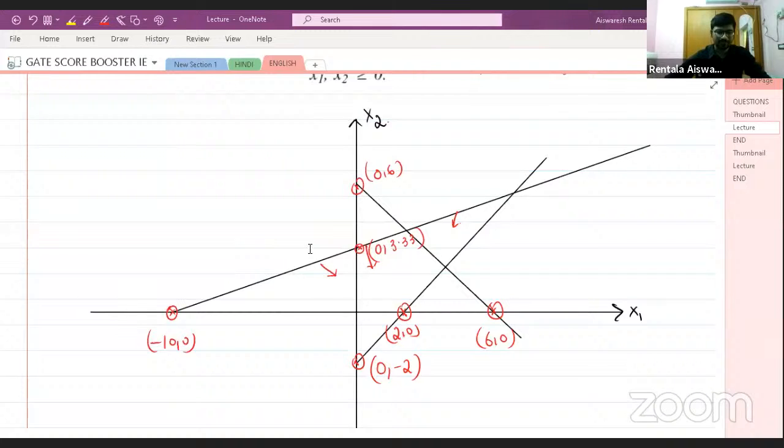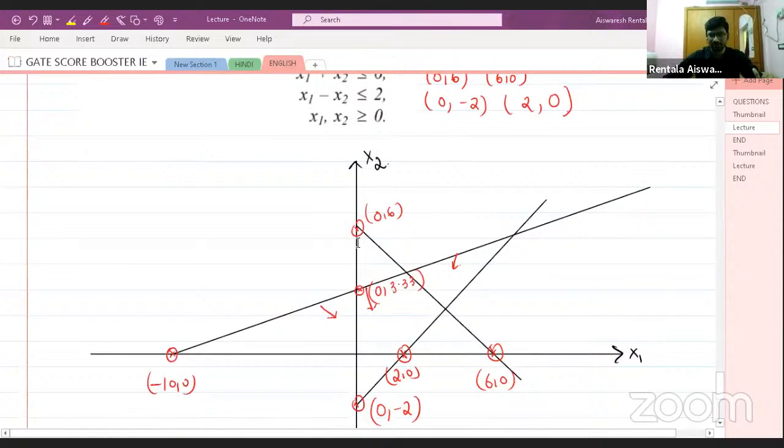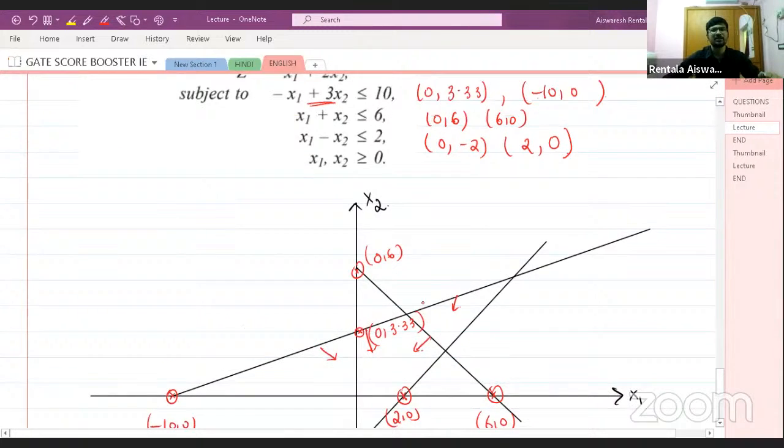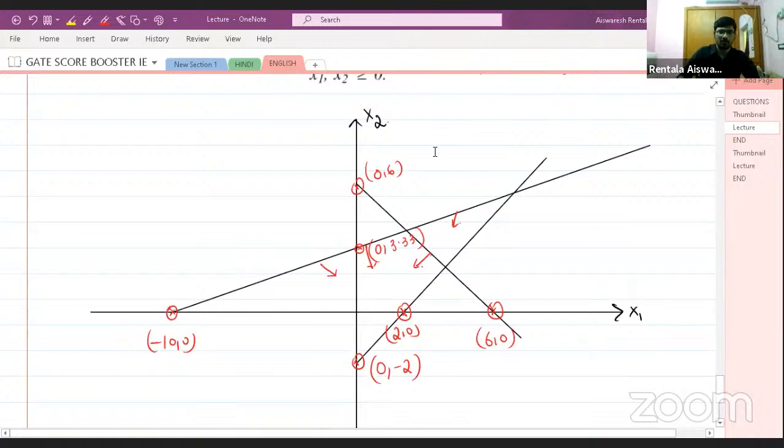Similarly, you can identify the region for the other constraints also. So 0 less than or equal to 6, which is true. That means the region should be towards the origin like this. Next constraint, 0 less than or equal to 2, which is correct. So it should be towards the origin, maybe somewhat like this, right? So if you see the common region between all these constraints, I think this will be the common region.